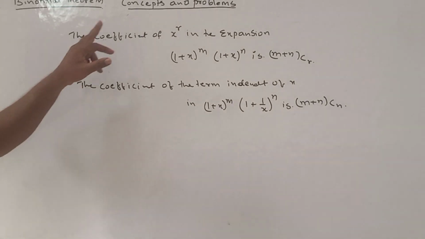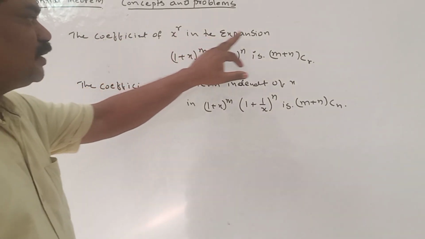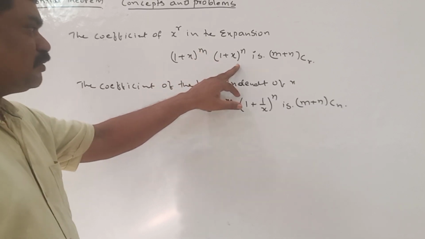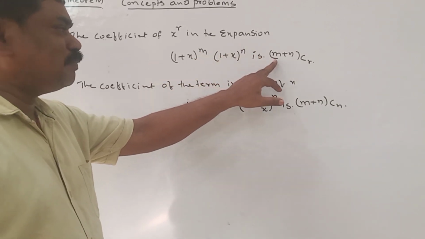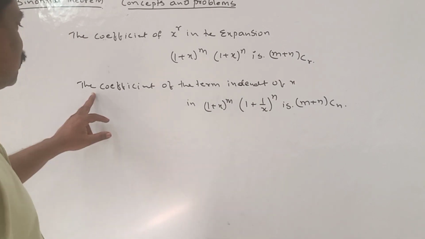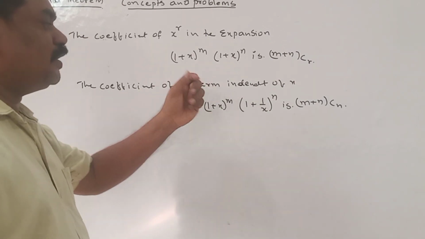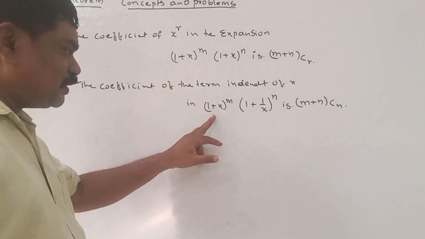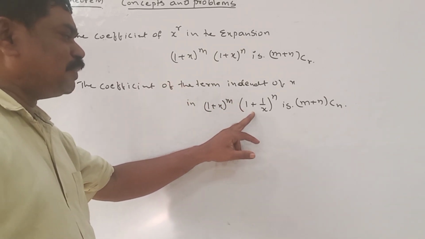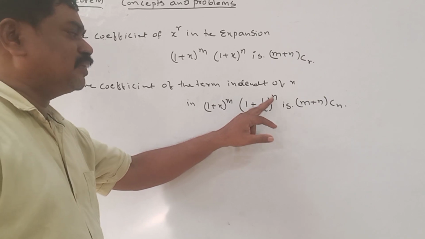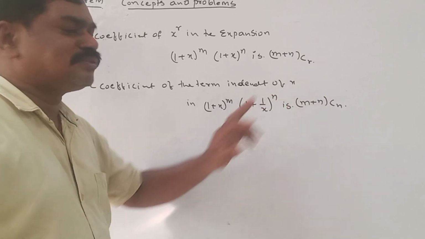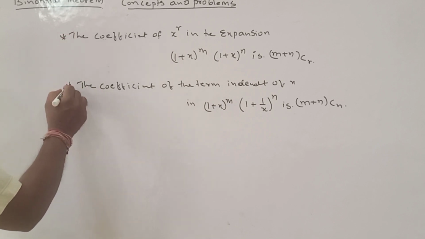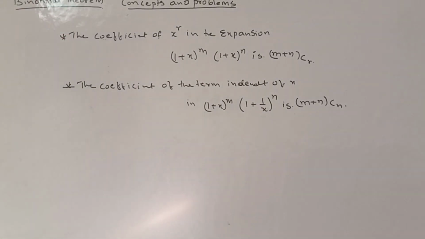Here two results are there. The coefficient of x power r in the expansion (1 plus x) whole power m (1 plus x) whole power n is m plus n C r. The coefficient of the term independent of x in the expansion (1 plus x) whole power m (1 plus 1 by x) whole power n is m plus n C n. These are the important results in the binomial theorem. Okay, all of you. That's all.